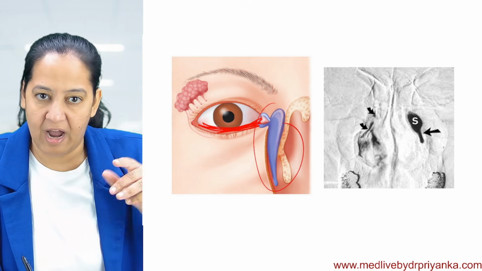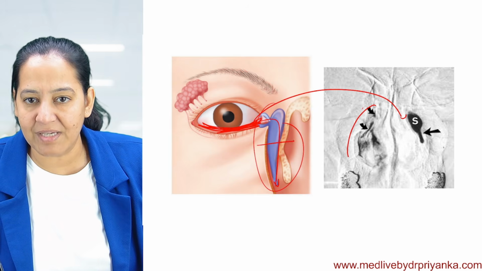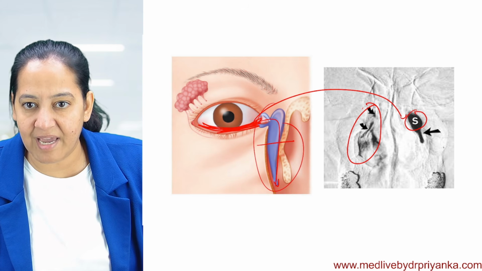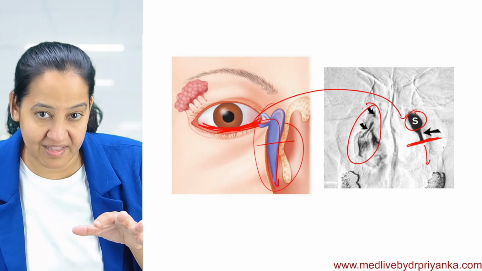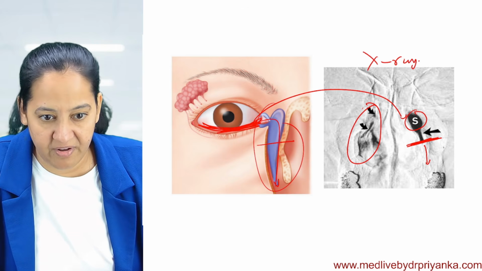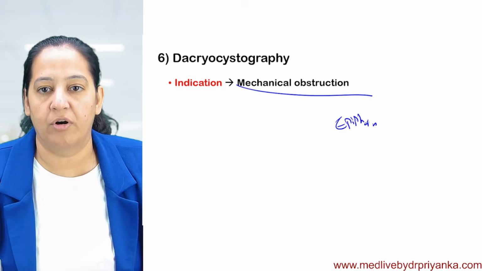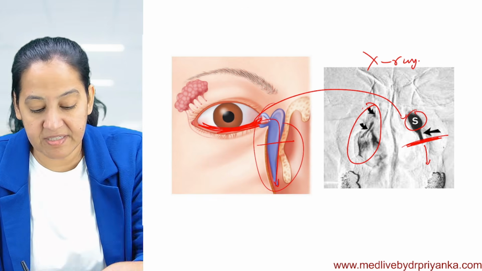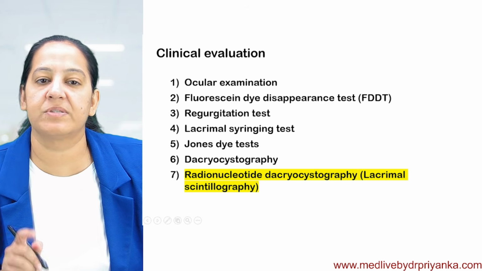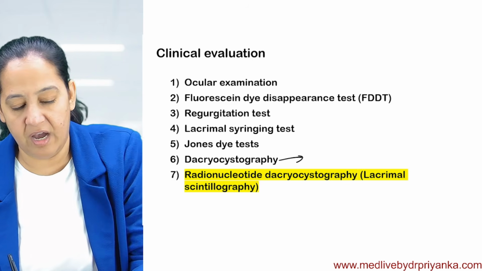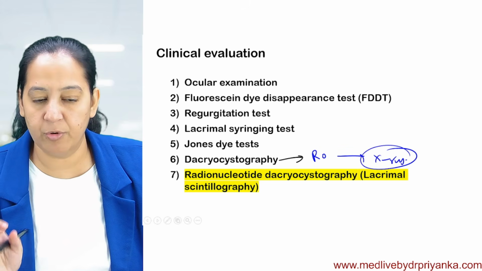If everything is open, in 30 minutes it will pass. If there is obstruction, see in this diagram, this side it is passing completely, but this side after the sac it is obstructing. It is not going further. So I came to know the exact location. I can see the dye in the X-ray. I'm doing X-ray, one after 5 minutes, one after 30 minutes. So the dye is passing till what? The dye is passing into the punctum, into the canaliculi, into the sac, so I will come to know the exact location. So this is dacryocystography. In dacryocystography, we are putting a radio opaque material and taking X-ray after 5 minutes and 30 minutes. We will come to know the exact location.